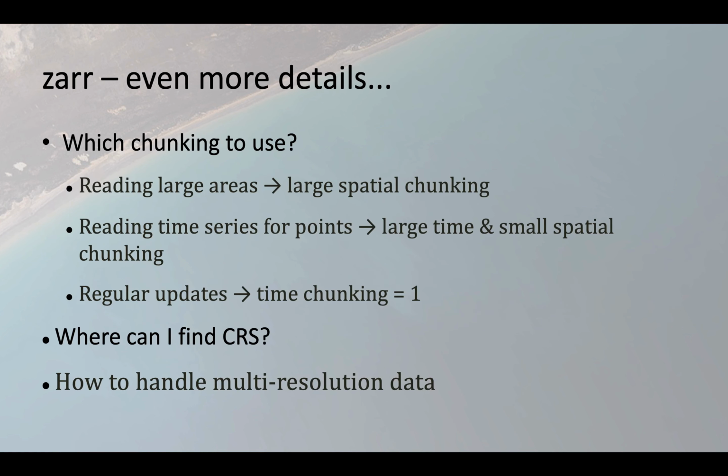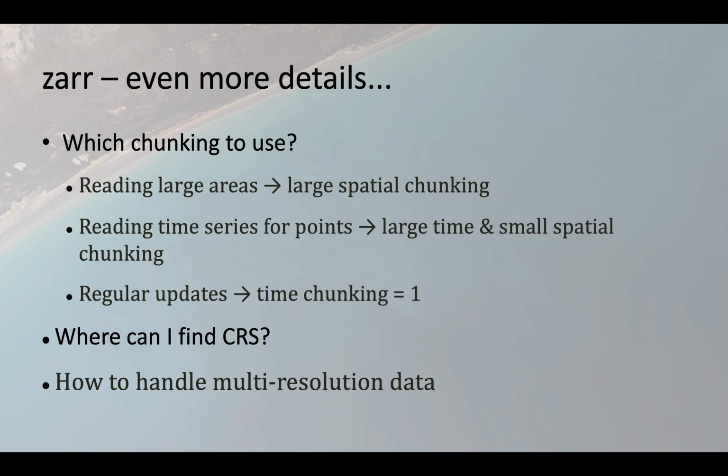Now with ZARR, it's actually even more complicated because it allows more options for the chunking, and the decision of what to use depends very much on how the data will be used. If you are preparing the data for visualization purposes of large areas, then you would typically choose large spatial chunking. Now, if you are doing time series of small areas, then typically it would be large time chunking and small spatial chunking. If you are building a collection which will be regularly updated, you might want to have small time chunking because you don't want to reprocess the last chunk too often.